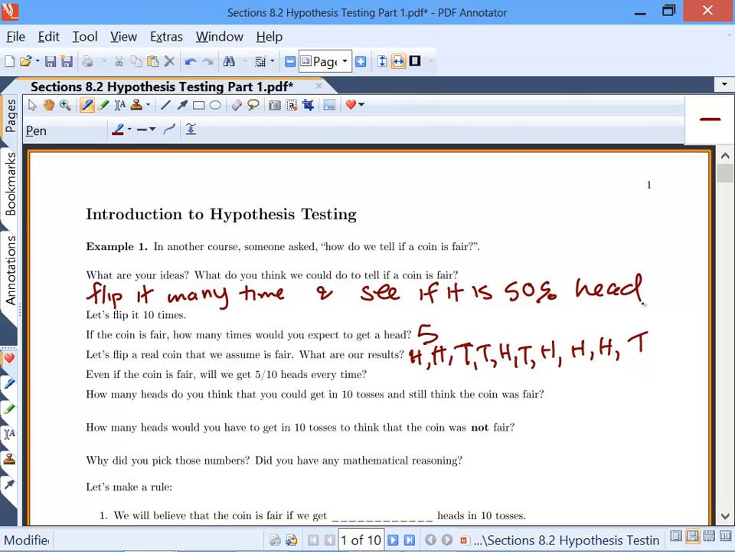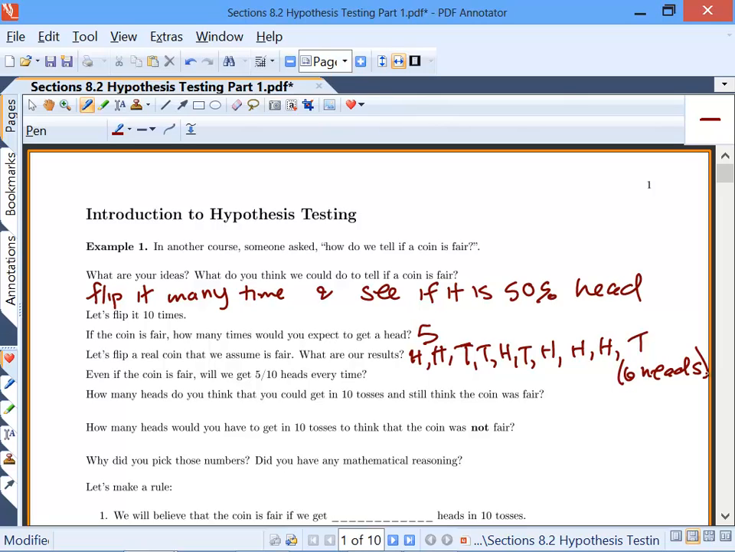So for this coin, we got 1, 2, 3, 4, 5, 6 heads. So how do you feel about that coin? Pretty close for a small sample size, so that coin's probably pretty fair. Even if our coin is fair, are you going to get exactly 5 out of 10 heads every time? No, it's a random variable. We expect to see some variation.